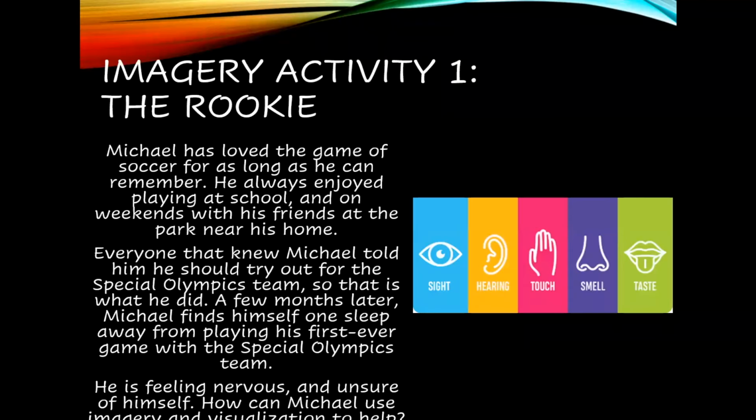We're going to do an activity or two. I'll read this one out to you, but let's see if you can help out this poor rookie player in this story. Michael has loved the game of soccer for as long as he can remember. He always enjoyed playing at school and on weekends with his friends at the park near his home. Everyone that knew Michael told him he should try out for the Special Olympics team, so that is what he did. A few months later, Michael finds himself one sleep away from playing his first ever game with the Special Olympics team. He is feeling nervous and unsure of himself. How can Michael use imagery and visualization to help? Who would like to take a shot at this one?